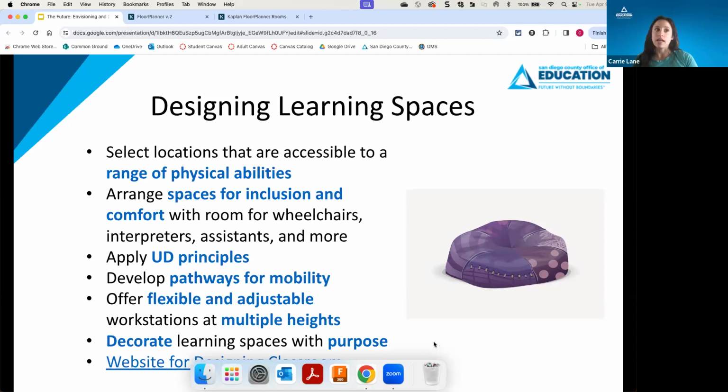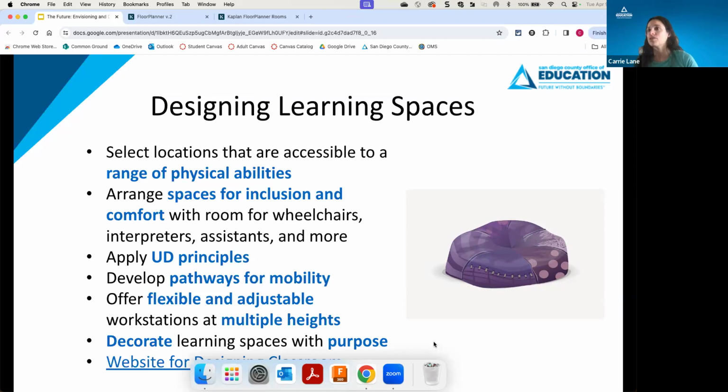Applying universal design principles, making flexible workstations. So I know a lot of us are now thinking more about how they can have flex seating in their classroom, and this can be really helpful for individuals with disabilities. And decorating learning spaces with purpose.